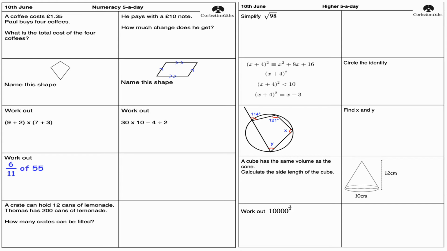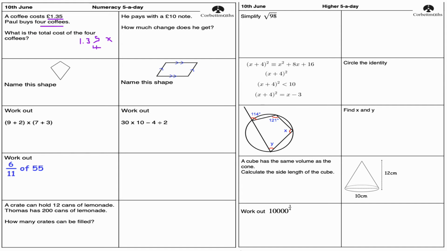Right, guys, we are now looking at the 10th of June, numeracy 5 a day. A coffee costs £1.35. Paul buys 4 coffees. What's the total of the 4 coffees? Well, £1.35 multiplied by 4.